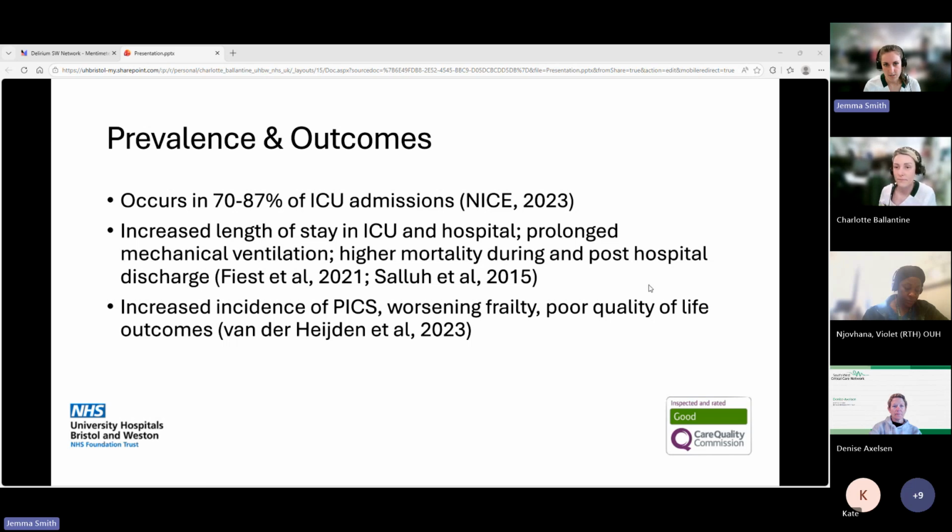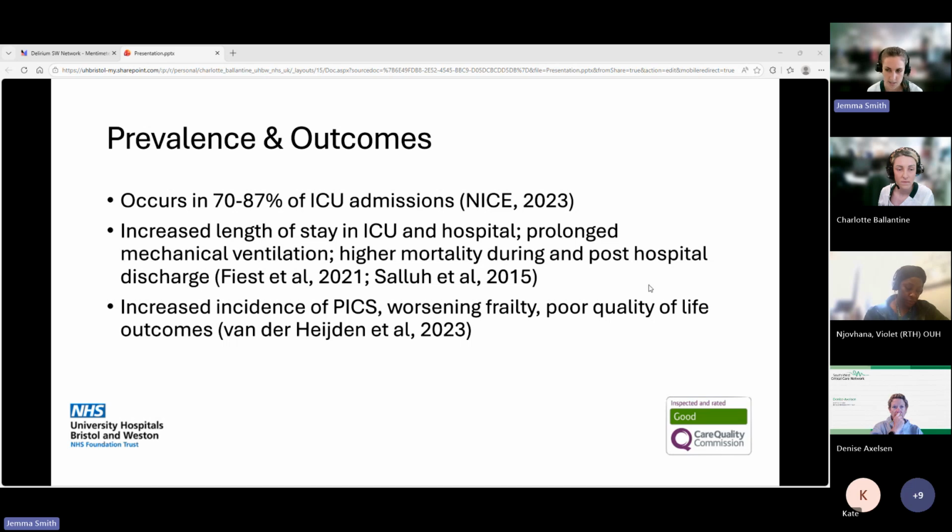So thinking about prevalence and outcomes in ICU, essentially what we know is it's a huge problem for our bed bases. NICE estimates that anywhere between 70 and 87% of patients present with delirium at some point in their admission in the intensive care unit.